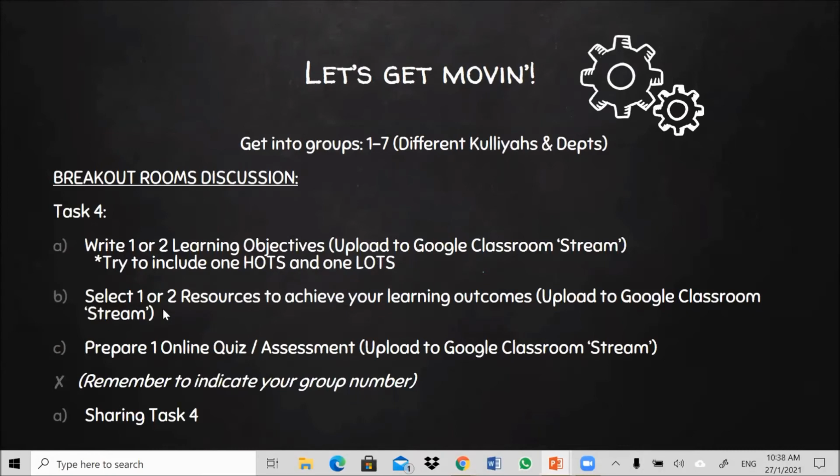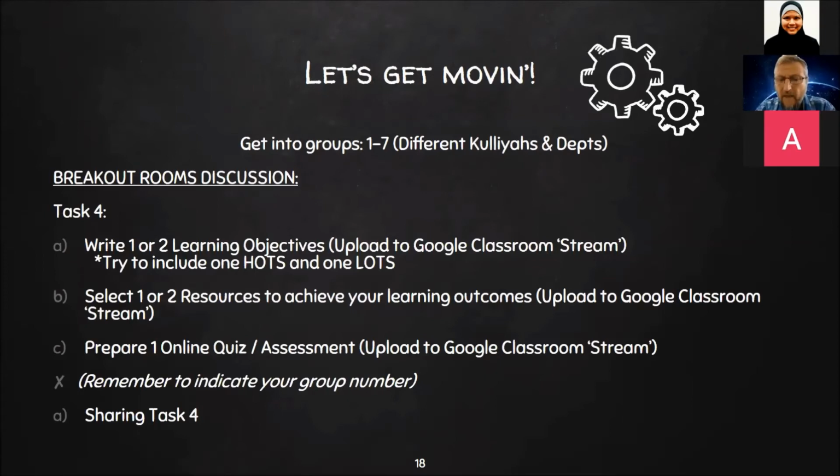Secondly, select some resources: try to find a video, a website, whatever relevant information, and upload it to Google Stream. And then lastly, prepare an assessment, an online quiz or a task or an assignment, and upload that to the stream with your instructions. You can probably work in your groups and collaborate and delegate those different tasks, because you've got less than half an hour. I wanted to see what you've done, but you're going to need at least 20 minutes, I think, to do that.